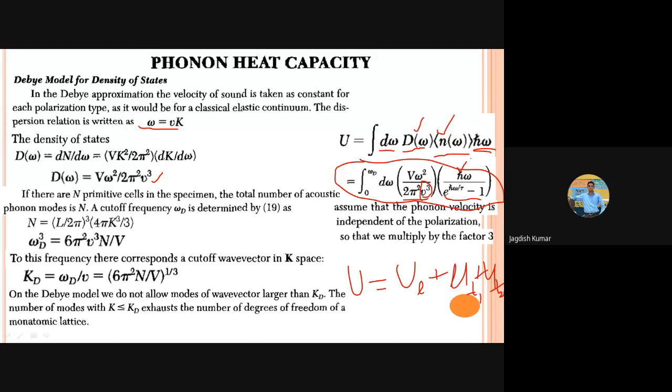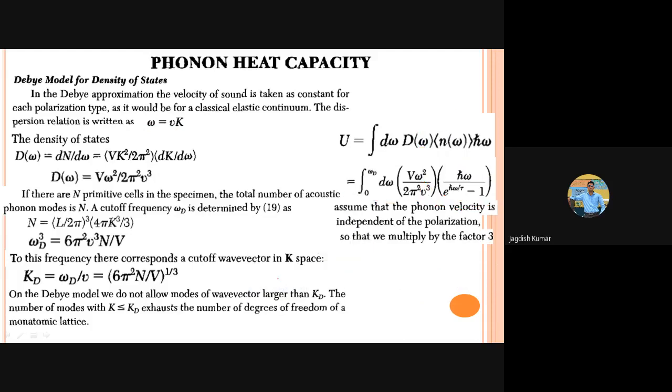The other integral will be exactly identical if you see it carefully. Then we can simply multiply the factor of 3 to the same integral to get rid of 3 different integrals and approximate things within a single integral. That's what has happened here. And now U is actually 3V.